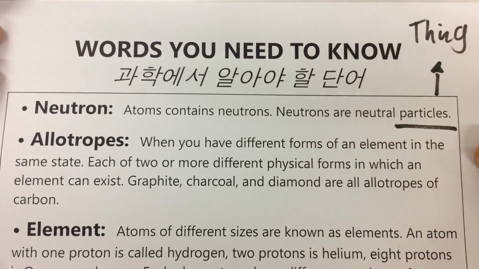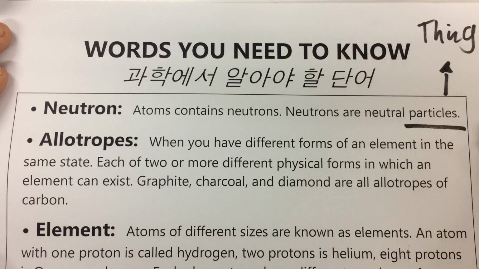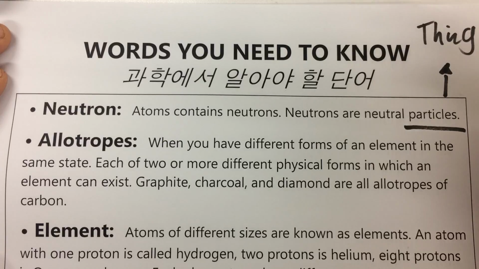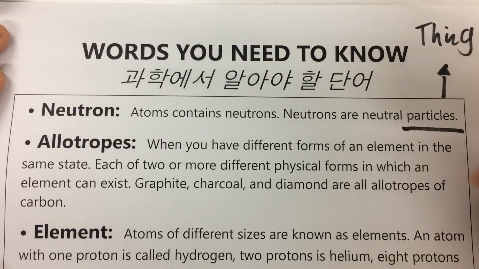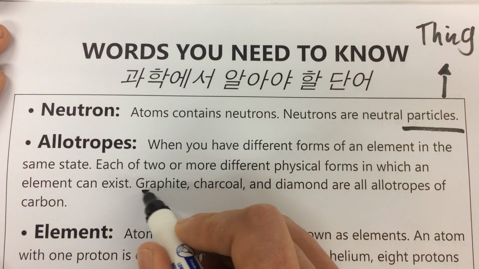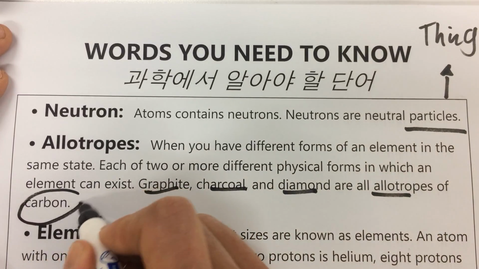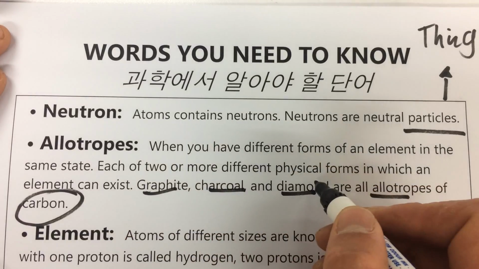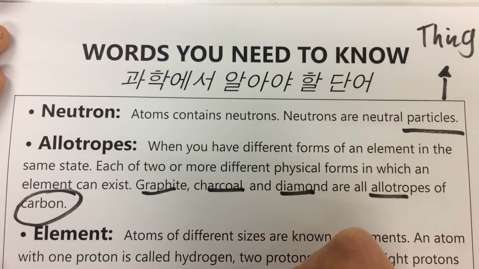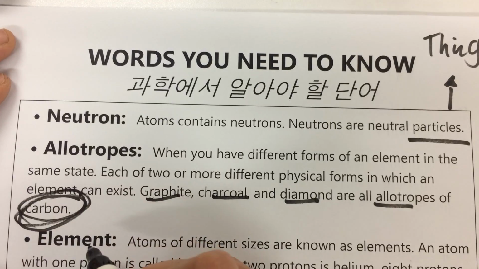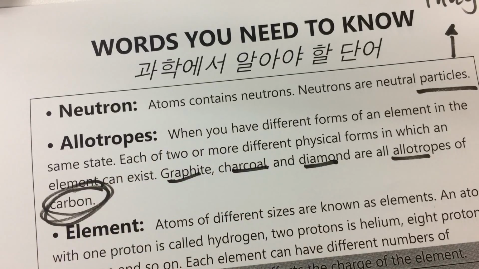You need to know what allotropes are, and allotropes are basically molecules or substances that are made of the same element but look different. So graphite, charcoal, and diamonds are all allotropes of the element carbon. Diamond looks very different to charcoal. Graphite looks different to diamond, but they're all made out of carbon, and they're allotropes of each other.